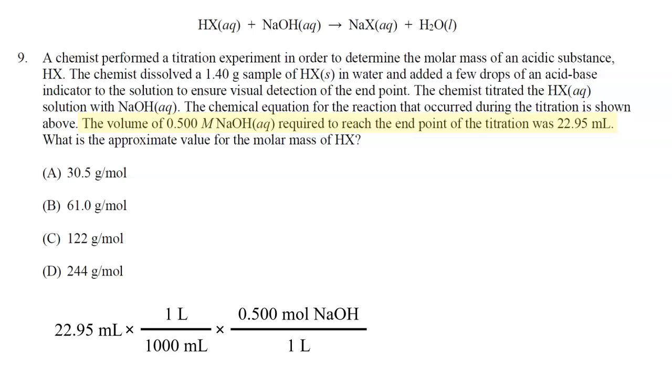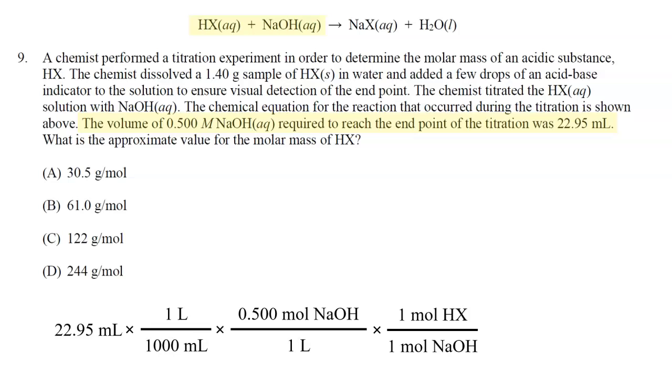If I look at the balanced chemical equation between the acid, HX, and the base, NaOH, I can see that there's a 1-to-1 mole ratio between the sodium hydroxide and this unknown acid, HX. So 1 mole of HX for every 1 mole of NaOH. Now, if I do this calculation, this won't give me the molar mass, but it will give me the number of moles of this acidic substance, HX, that was used in the titration experiment.